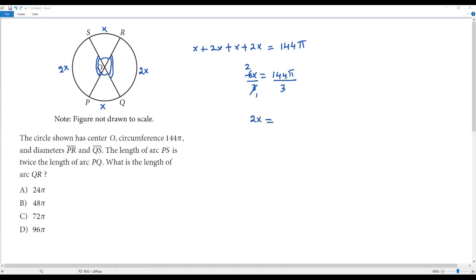On the right side, let's divide this 144 by 3. 3 goes into 3 one time, 3 goes into 14 four times. We have 2 left in 14 that can be taken along with the next digit. It will become 24. 3 goes into 24 eight times. We get 48 pi on the right side. Actually, this 2x represents the length of QR. Here I got the length of our QR, that is 48 pi. We find 48 pi in answer choice B. The correct answer choice for this question is B.